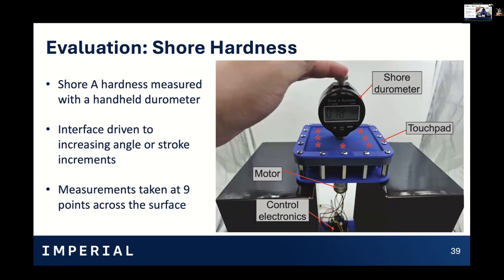To evaluate these devices, we looked at the shore hardness, which is quite a popular way of assessing material hardness and softness. We just used a shore hardness probe to probe the surface at different points as we were actuating them. 9 points so that we can look at the uniformity of the hardness change as well.